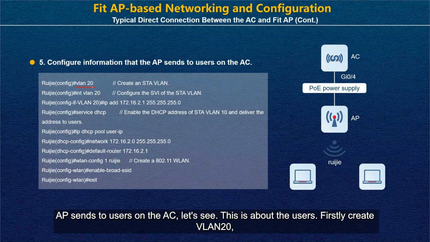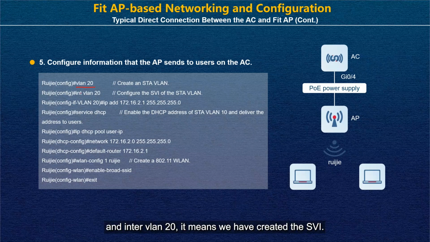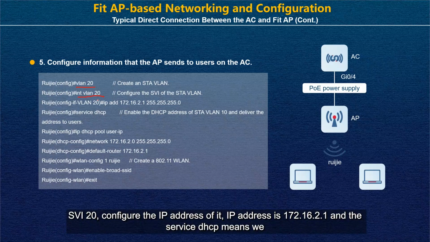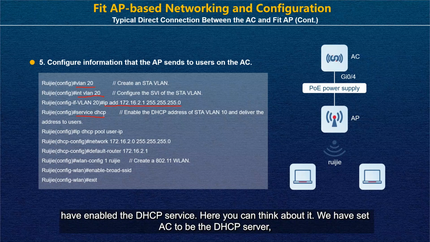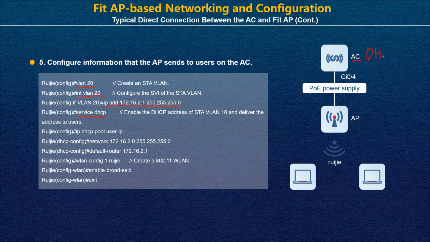Firstly, create WLAN 20, and into interface VLAN 20 means we have created an SVI, right? SVI 20. Configure the IP address of it. IP address is 172.16.2.1, and service dhcp means we have enabled the DHCP service. Here you can think about it. We have set AC to be the DHCP server.